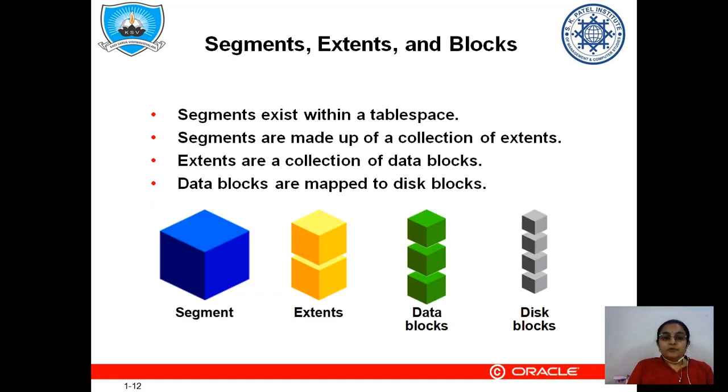Now let's move further to understand the tablespace more clearly. A tablespace consists of a number of segments, and the segments are made up of a number of extents, and the extents are a collection of data blocks.